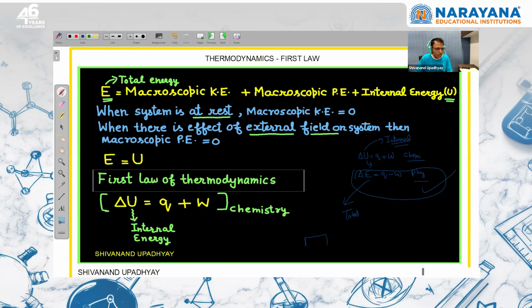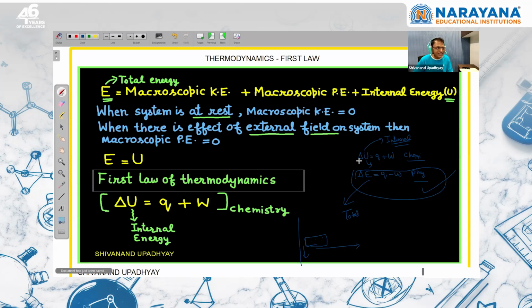Suppose we have a box in which ideal gas is there and the whole box is moving. So the kinetic energy of this box is macroscopic kinetic energy. Macroscopic potential energy means if gravity is acting on this box, right? Because of gravitational potential energy, it has macroscopic potential energy. Or suppose some gas particles are there and there is an electric field. Again, there is macroscopic potential energy.